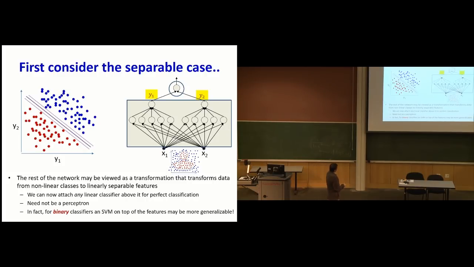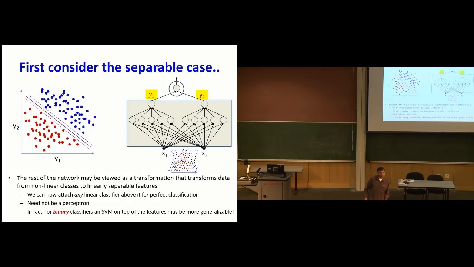So in fact, it turns out that for binary classification, if you built your neural network and the final perceptron were not just a standard logistic, but was in fact a support vector machine, you might get more generalizable classifiers than if you were using a standard MLP.